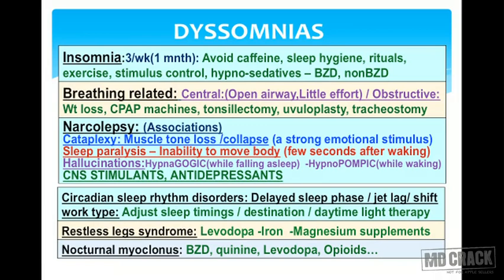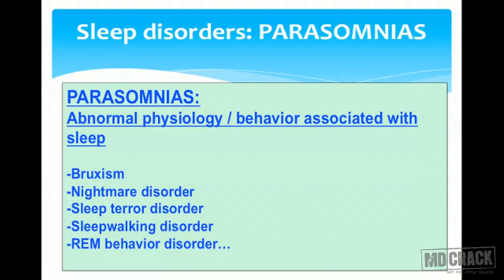In addition to this, in the restless leg syndrome, iron supplementation may be useful and magnesium supplementation may be useful. In nocturnal myoclonus, levodopa is one modality of treatment. In addition to this, you can use benzodiazepines. You can use an anti-malarial drug, quinine, which has produced response in nocturnal myoclonus, and you can use opioid type of drugs. So that's regarding the dysomnias. Once again, to revise, it includes two opposite disorders, insomnia and narcolepsy, breathing related disorders, circadian rhythm sleep disorders, and restless leg syndrome and the nocturnal myoclonus.